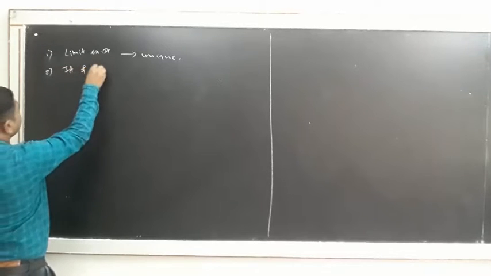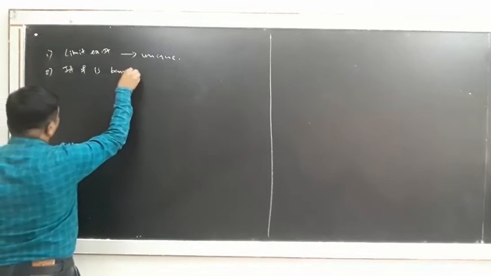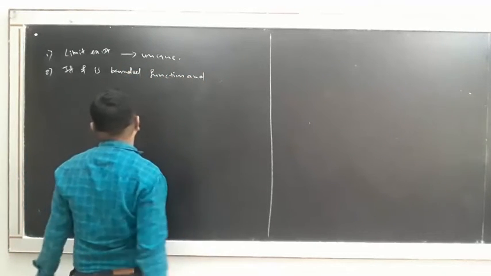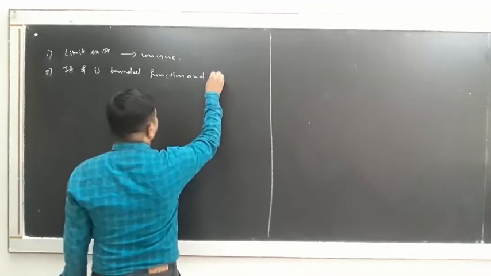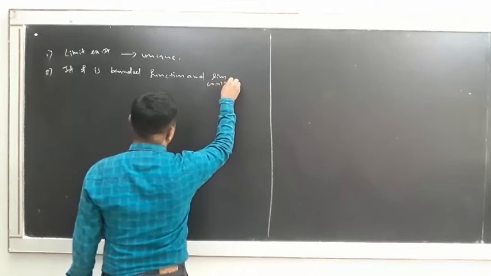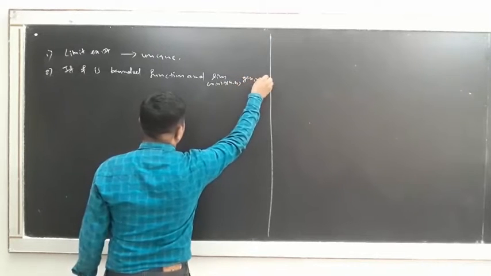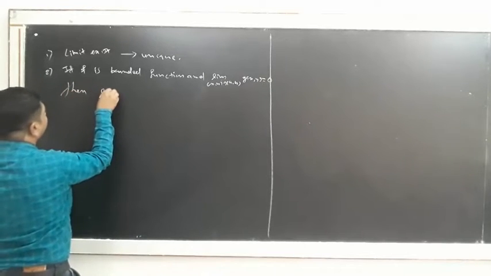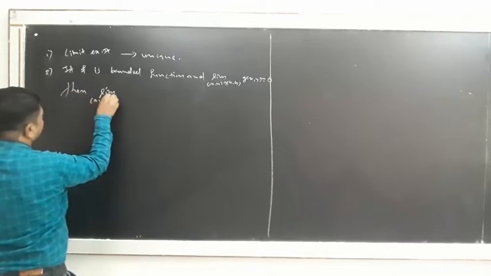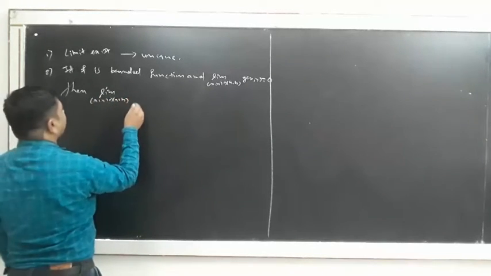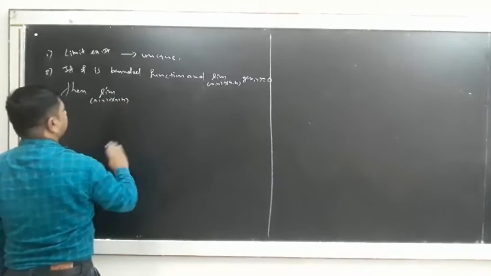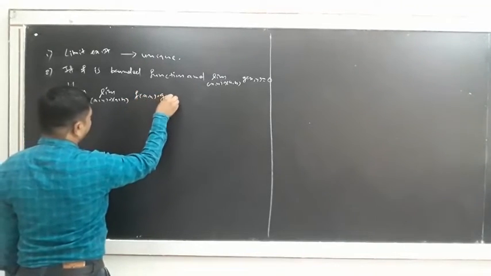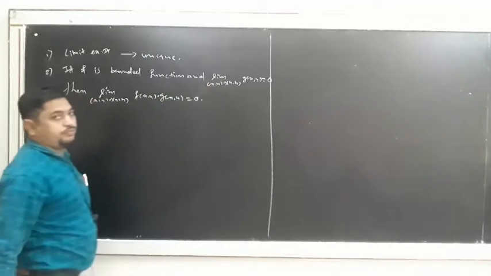One more theorem we can write. If f is a bounded function and limit (x,y) tends to (a,b) of g(x,y) is equal to 0, then we say that the limit of the product f(x,y) into g(x,y) should be 0.